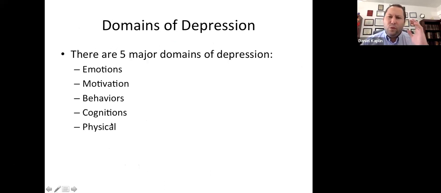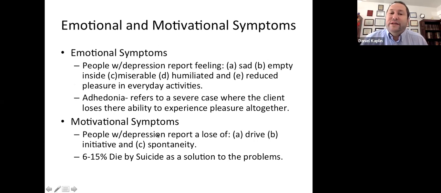And when we conceptualize the disorder, there are 5 domains that depression targets. So it's going to target a person's emotion. It's going to target their motivation, their behavior, their cognitions, and their physical essence. Now, just because it targets these 5 domains, it's also important to understand that there are individual differences. So one person's expression of depression is not going to be the same as another person's expression of depression. But let's get a sense of what these features look like.